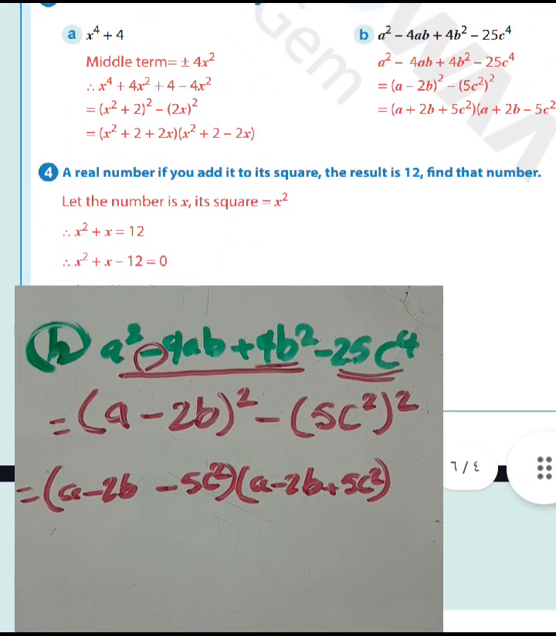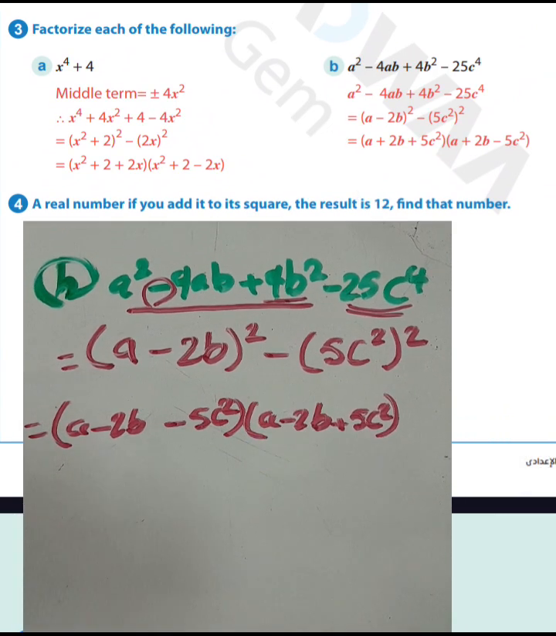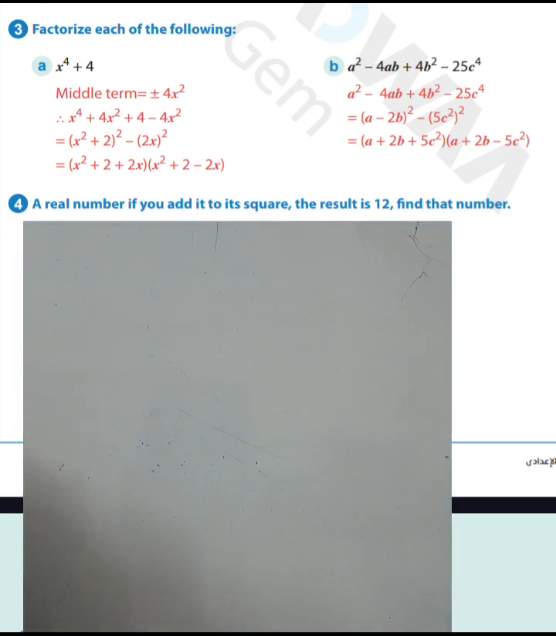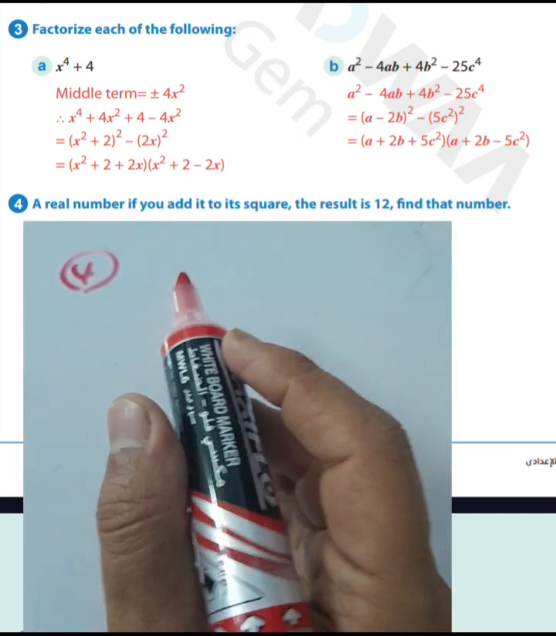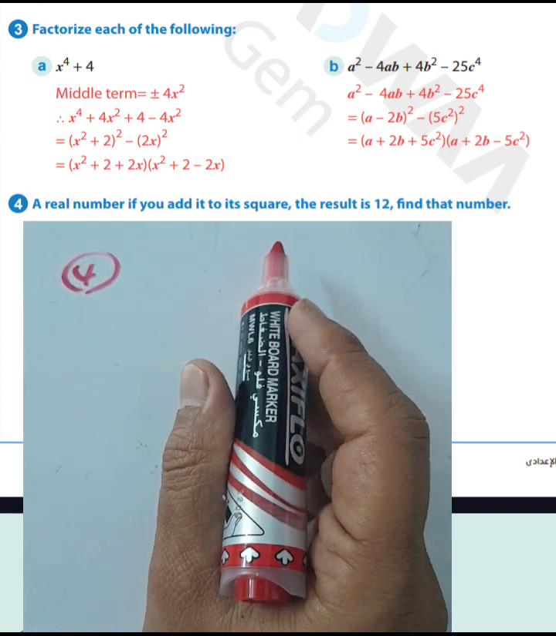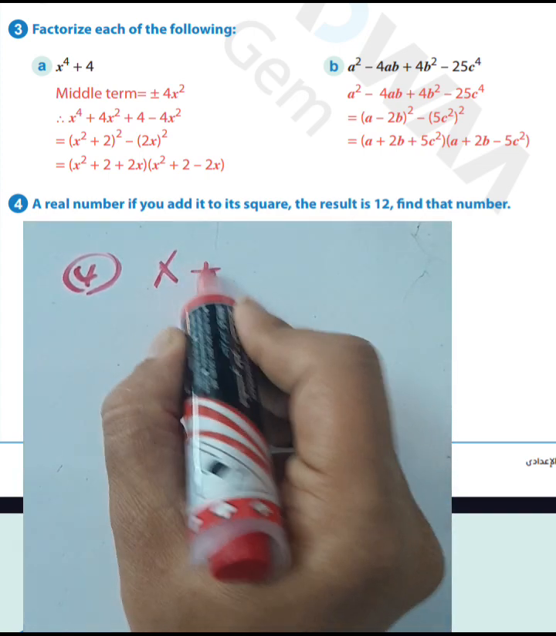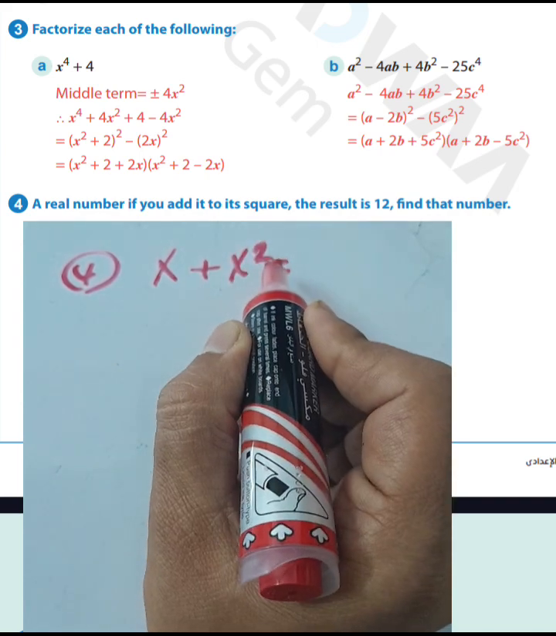Question number 4. A real number, if we add it to its square, then the result will be 12. Let the number here be x. If we add the number to its square, the result will be 12.